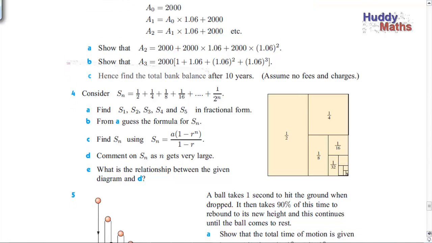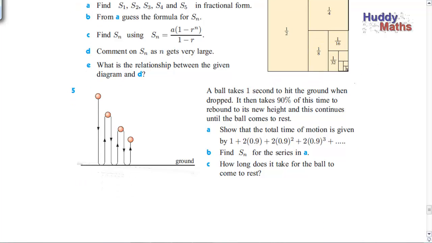And then question 5. Okay, here's the ball one from before. It takes 90% of the time to rebound to its new height. So we're looking at the t situation here, 1 second and then a fraction of that and going down. Okay, so you might have to consider an infinite series here. This links up with these parts up here in the preceding question, where you're looking at n becoming an infinite number of terms. What does the sum approach? All right, have a go at all of those and I'll show you the answers.